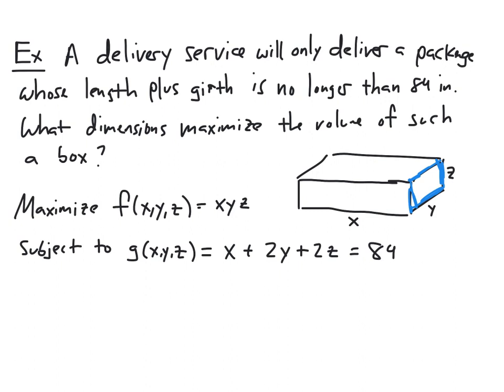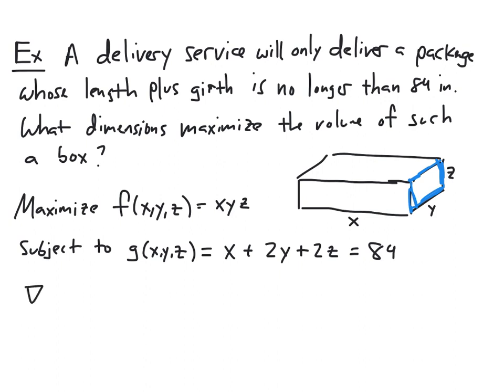Logically, it is possible that the length plus the girth could be shorter than 84, but the maximum volume is going to occur when that length plus girth is as large as possible. If we had that number being 70, we could make one of the dimensions of the box longer and therefore give a larger volume. So the largest volume is going to occur when this length plus girth equals 84. So these are our functions, and we want to apply Lagrange multipliers to this function f subject to this constraint g.